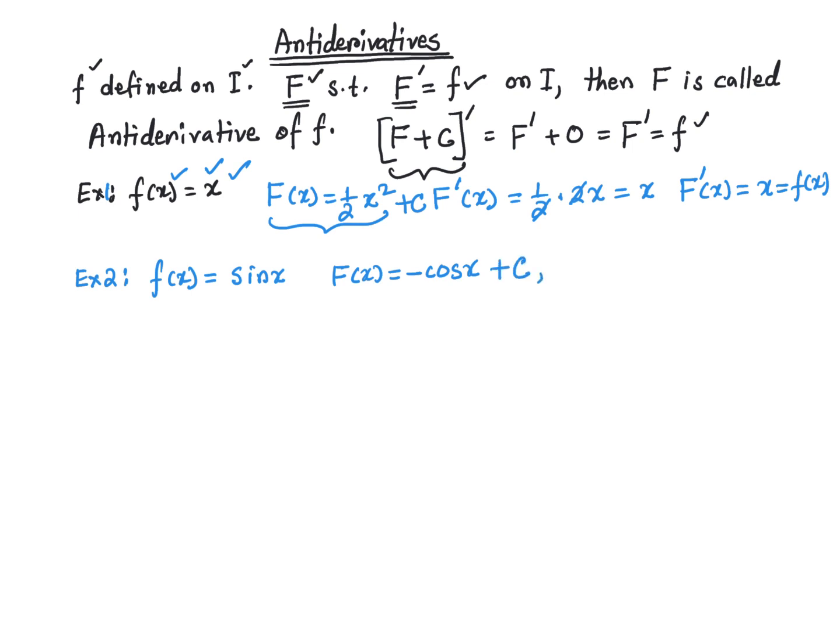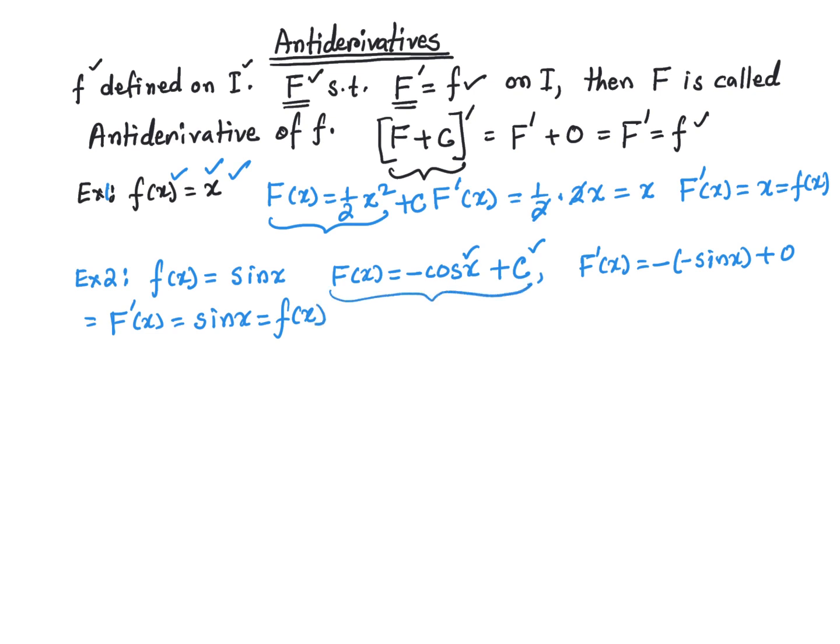So if I take the derivative of it, F prime of x is going to be negative. The derivative of cosine of x is negative sine of x, plus the derivative of the constant, which is 0. So that's going to give me F prime of x is equal to sine of x, which, by the way, is equal to lowercase f of x. So this function is an antiderivative of this function, sine of x. Yet, let me give another example. Let's call it example 3.